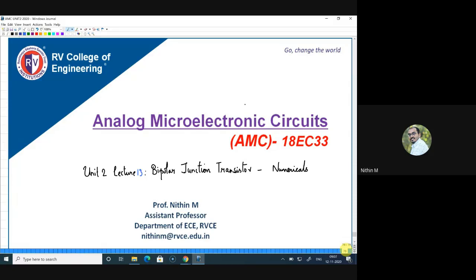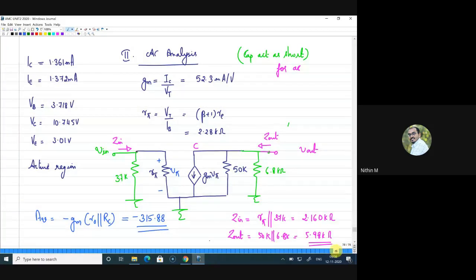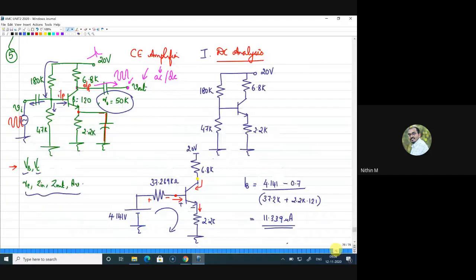This is lecture 13, and from the last two lectures we are working on problems on bipolar amplifiers. In yesterday's class we did a problem on the common emitter amplifier. I hope you are clear with this approach.